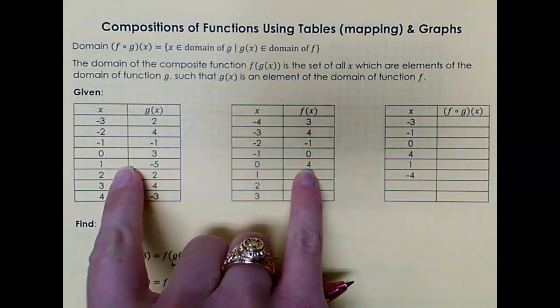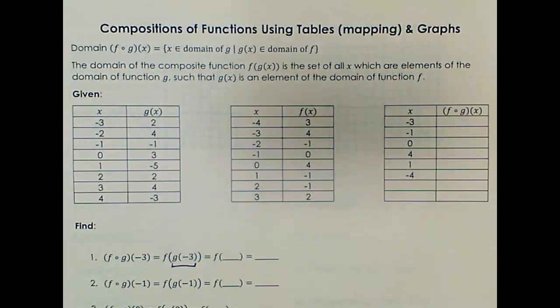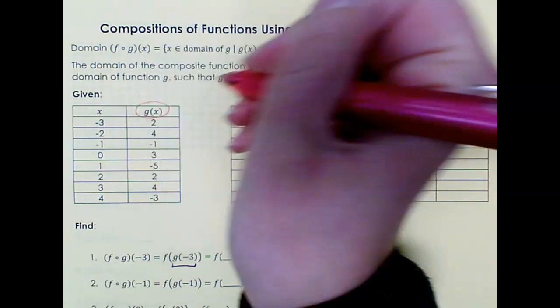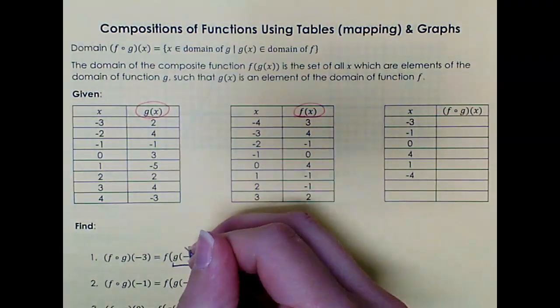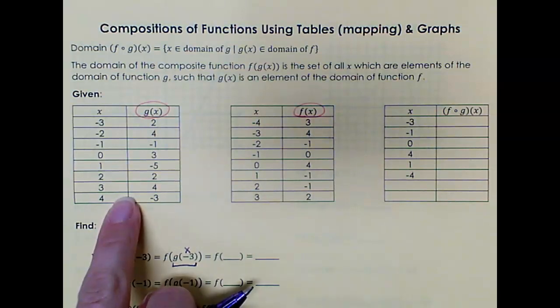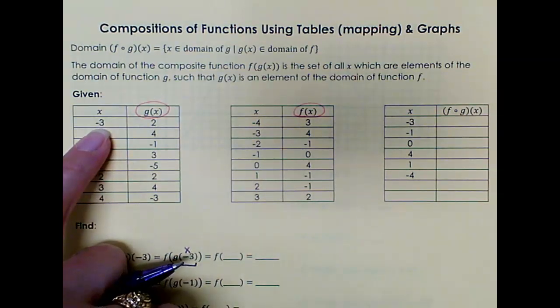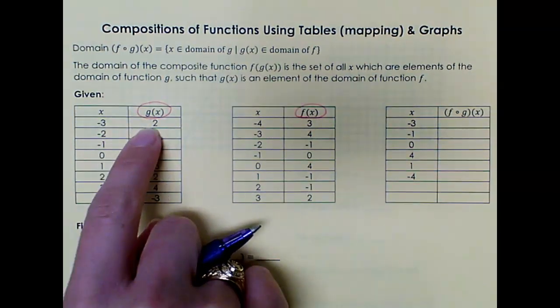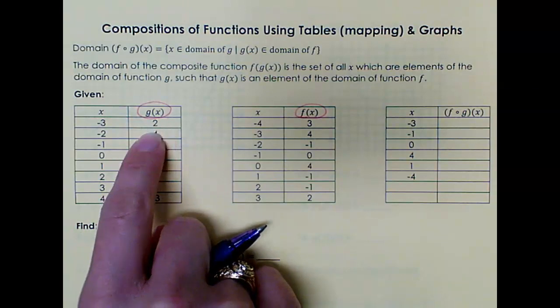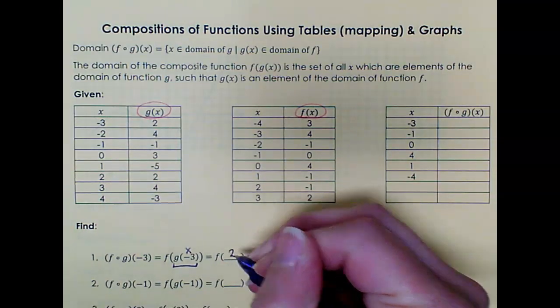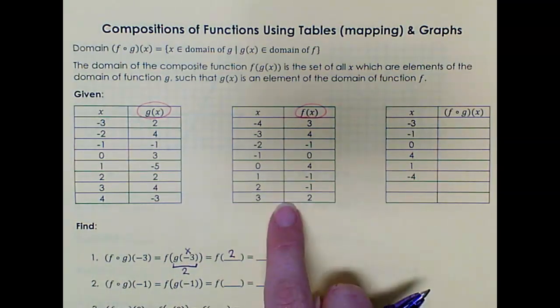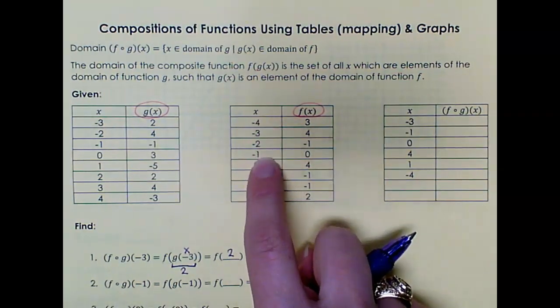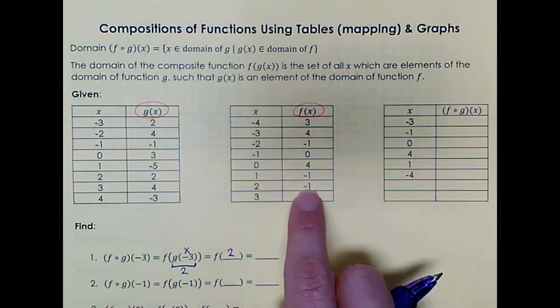I have 2 tables. One of them is g of x. The other one is f of x. So I'm going to go find -3 for my x value in the g function. That's this table. So here's -3 for x. G of -3 is 2. So I'm going to find f of 2 because g of -3 is 2. Now I move to my f function. I want to find f of 2, so I go find 2 for my x value. Here it is, and f of 2 is -1.